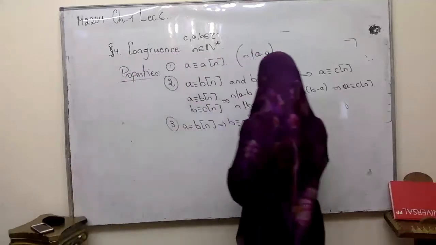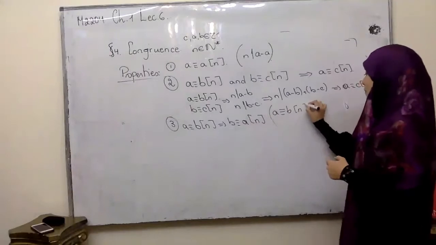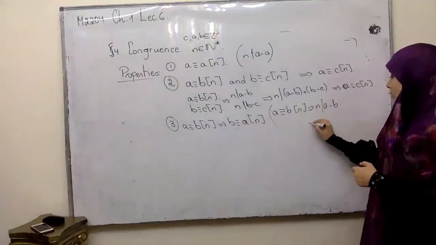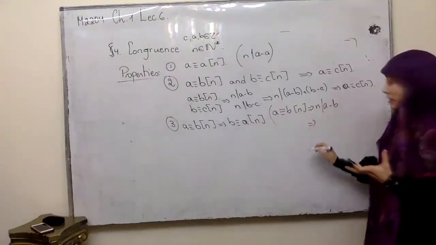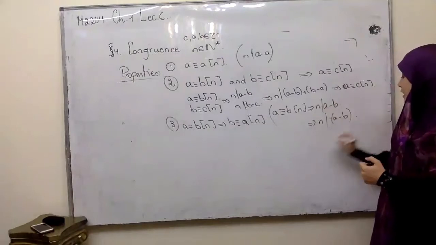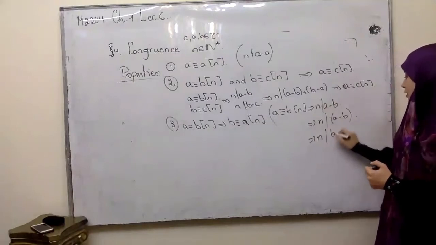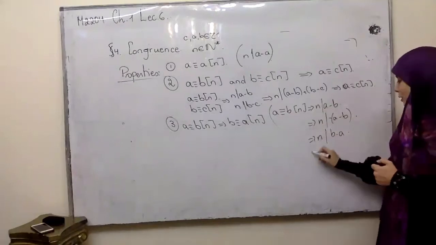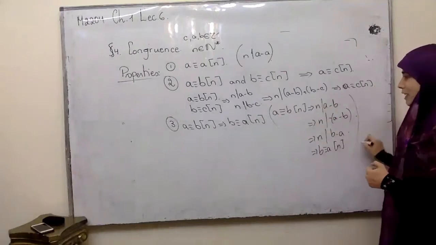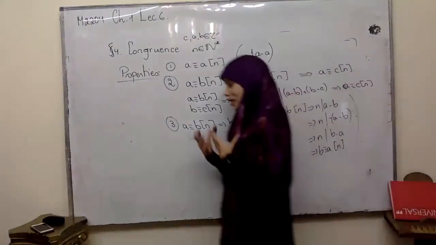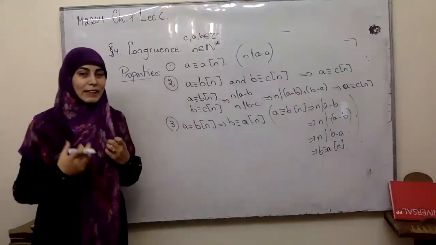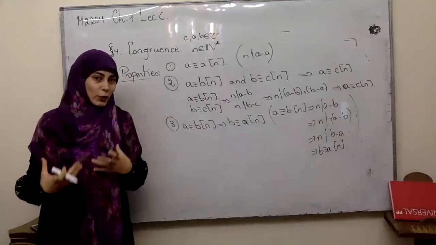Why? Because A congruent to B modulo N implies that N divides A minus B. If N divides A minus B, then N divides minus this integer, which is B minus A. Okay? And so B is congruent to A modulo N. So if I define a relation R on Z using the congruence property, we get that this relation is an equivalence relation.